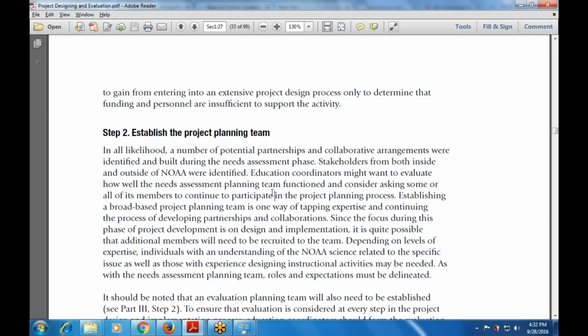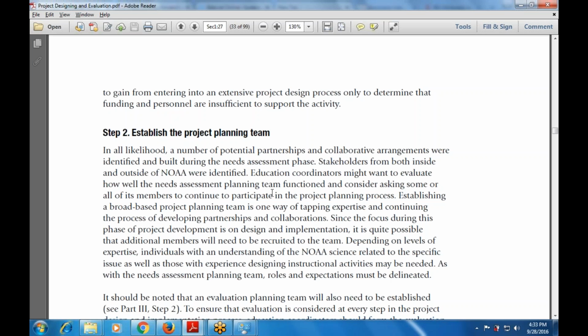Establishing a broad-based project planning team is one way of tapping expertise and continuing the process of developing partnerships and collaborations. What are the partnerships? What are the collaborations? They are used with the focus on the phase of project design and development. Implementation, we can say, it is quite foreseeable that additional members will need to be recruited to the team.